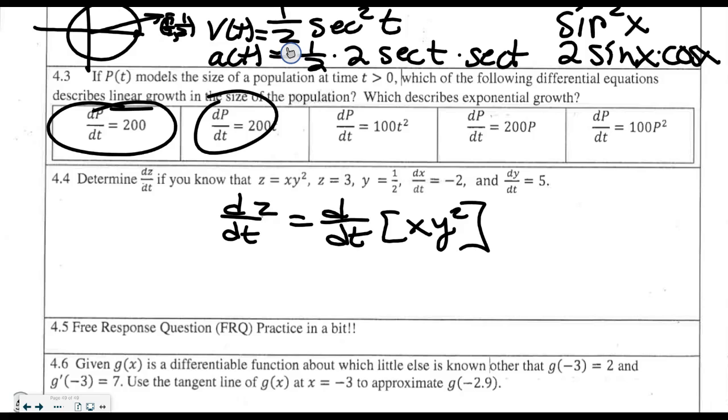I'm trying to find dz/dt, so the left is done. What rule do I launch into on the right? Product, right? And chain. Excellent. So let's go do that. It equals first times the derivative of the second. What's the derivative of the second? 2y times dy/dt. Exactly.